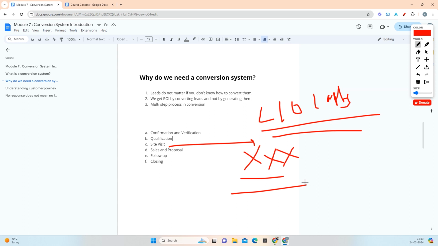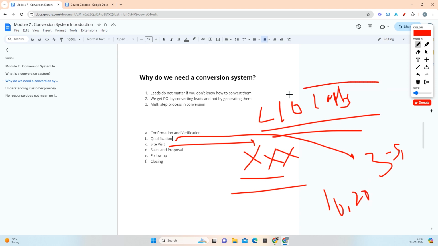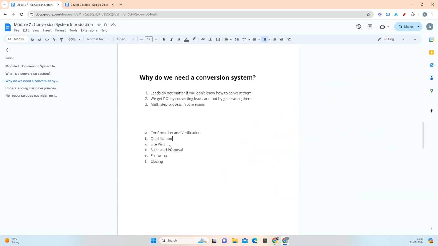But if the person says, "I want to get a modular kitchen done, and I have a couple of other requirements as well," then once you verify and qualify that person, and understand that this person can give you work of 3 lakhs, 5 lakhs, 10 lakhs, or 20 lakhs, then you make sure this person is qualified, and you go and do the site visit. After the site visit, you send the proposals, so the sales and proposal stage comes into the picture, then you do the follow-ups, and in the end there is going to be a closing.